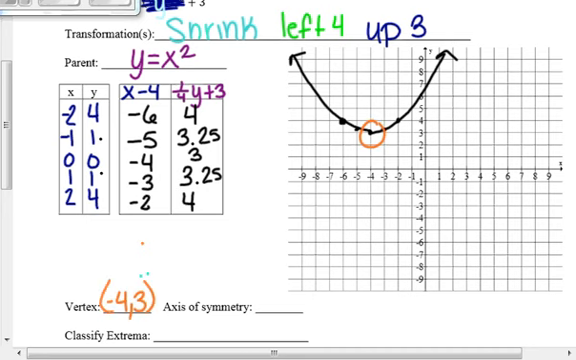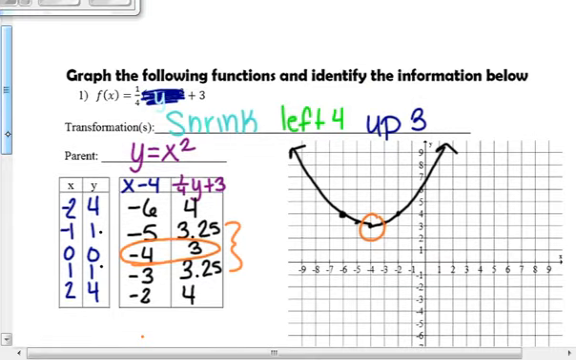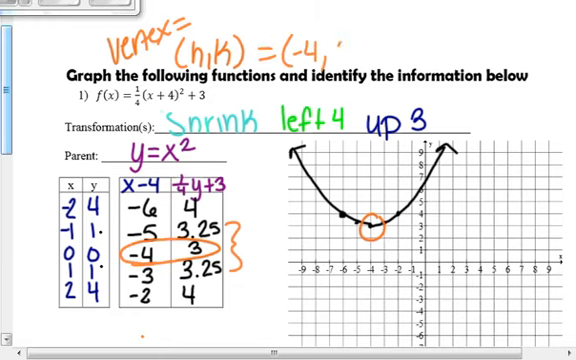And then we can also look and see which y value is being sandwiched in between two y values that are the same. And we see that 3 is being sandwiched in between 3.25. So our vertex here is negative 4/3. Either way you get it is correct. We can also look at our vertex form of it, and we know that it's h, k for our vertex. So h is negative 4, and k is 3.